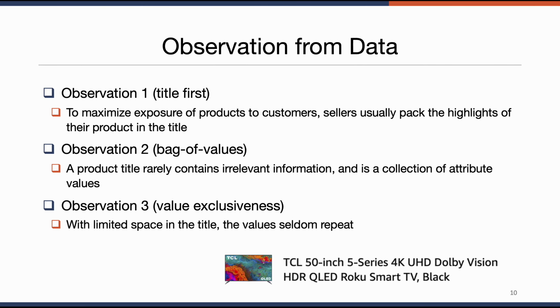Before we jump into our method, I want to highlight 3 observations from the data. The first observation is called title first, which means the most important attributes of a product will be in the product title. And that's because the seller wants to maximize the exposure of their products.